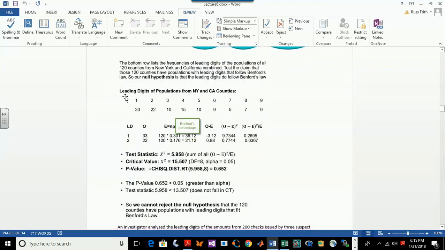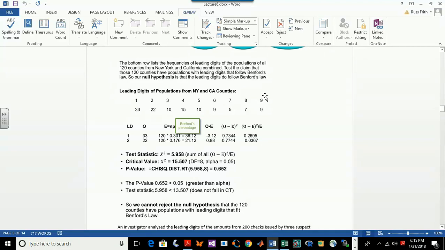All right, so here's the data. Leading digits of populations from New York and California counties. 33 counties from New York and California have populations that start with 1. 22 counties from those two states have populations that start with 2. 10 counties from those two states have populations that start with 3, and so forth. In the last column, 9 counties from New York and California have populations that begin with the digit 9.